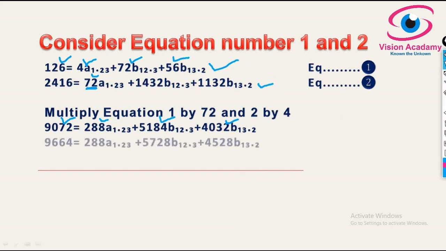I have multiplied the second equation also. 4 into 2416 is 9664. 4 into 72 is 288. 4 into 1432 is 5728. 4 into 1132 is 4528. So we have multiplied equation 1 by the value from equation 2, and equation 2 by the value from equation 1. We multiply only with this value, not with any other.